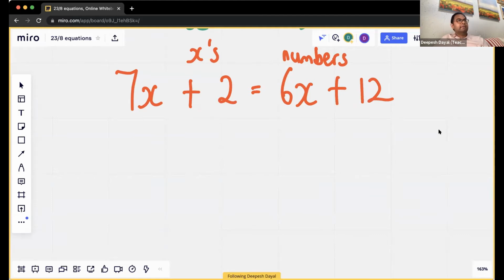X's to one side, numbers to the other side. Sir, my answer is 10. X equals 10. Yes, that's really good. How did you get that?